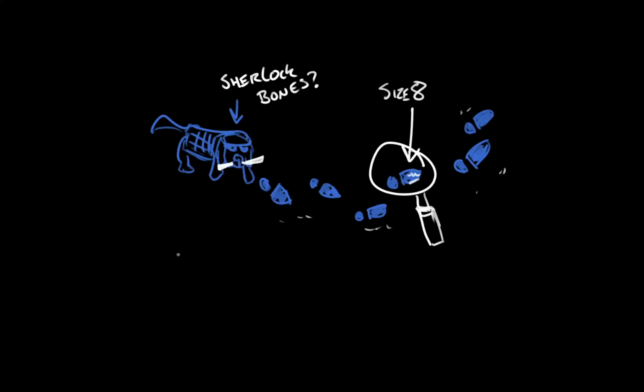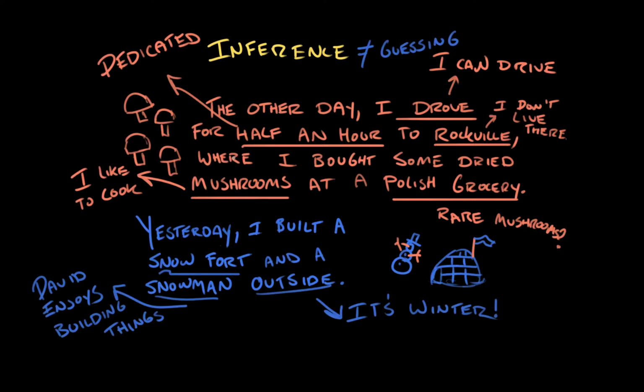Learning to make inferences is kind of a dance between what a sentence says and what it doesn't say. The stuff that is explicitly there, the stuff that is said out loud, and the stuff that is said quietly. The information that you need to read between the lines. So to go back to our mushrooms example, the sentence never explicitly says, I like to cook. It says, I bought some dried mushrooms at a Polish grocery. Maybe the case may be that I'm buying mushrooms for a friend who can't drive. There are other possibilities here.